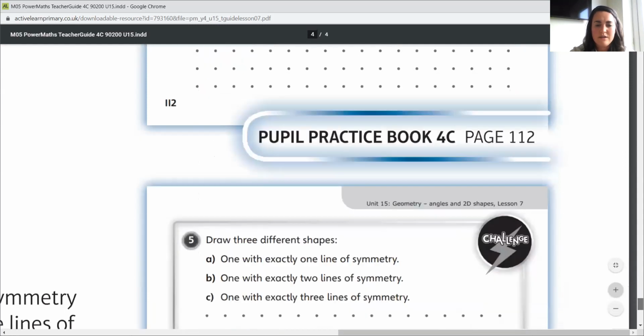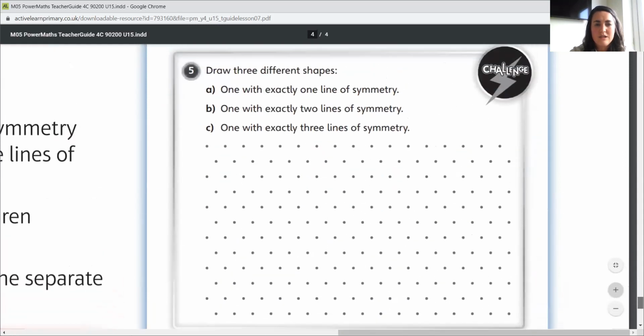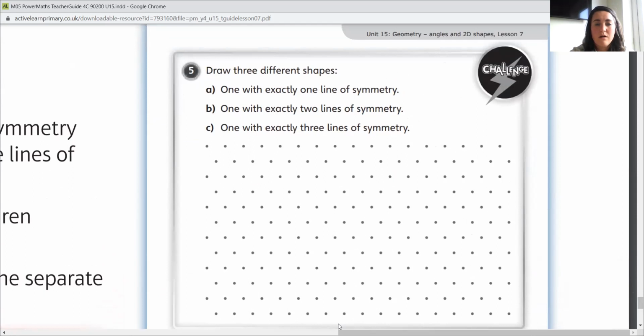And finally, the challenge. Okay, so the challenge is to draw 3 different shapes: one with exactly 1 line of symmetry, no more than one, one with exactly 2, and one with exactly 3. As always, please can you share this work with us on Dojo so we can feed back to you and understand whether or not we move on or give you more time to have a go at this.